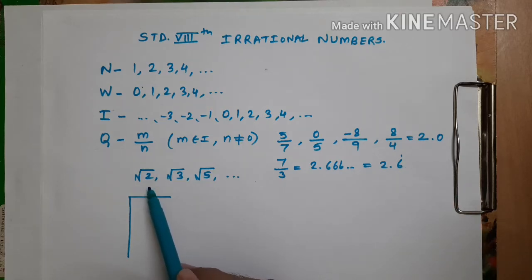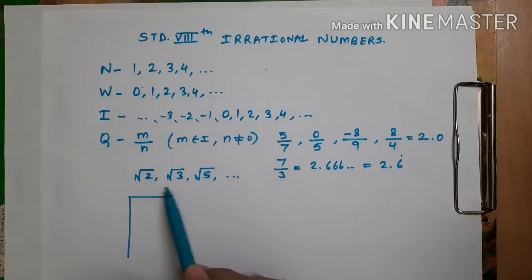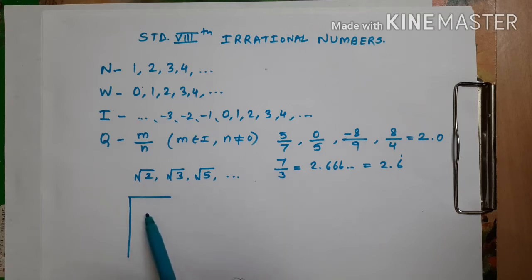Now let's come to irrational numbers. When you find the decimal form of irrational numbers, for example square root of 2, square root of 3 or square root of 5, by division method, then you will notice that the decimal form of these numbers is non-terminating and non-recurring.